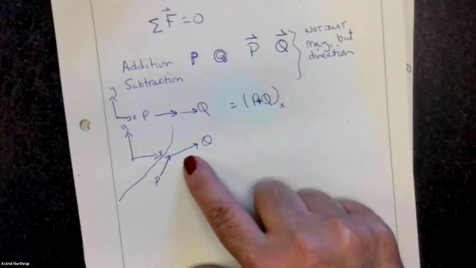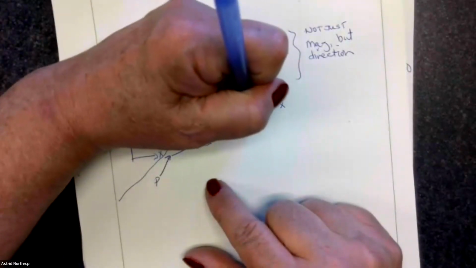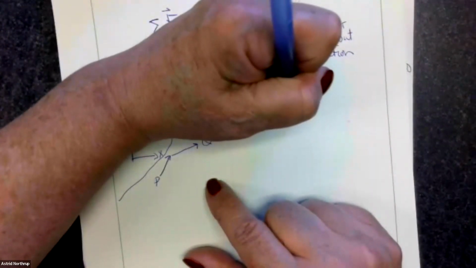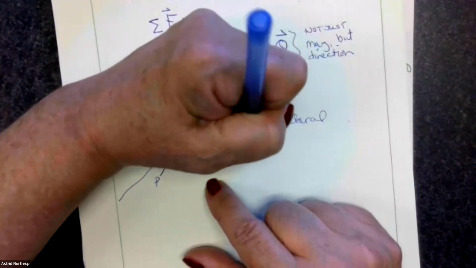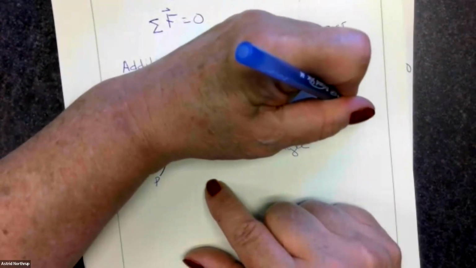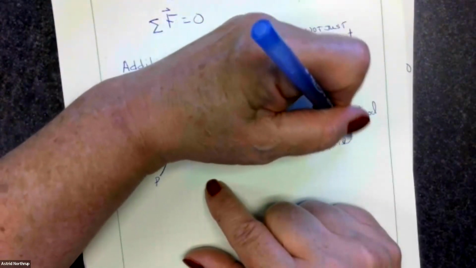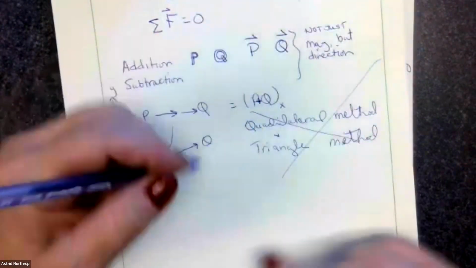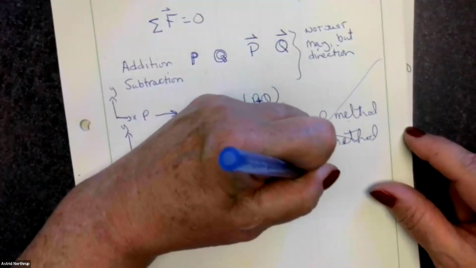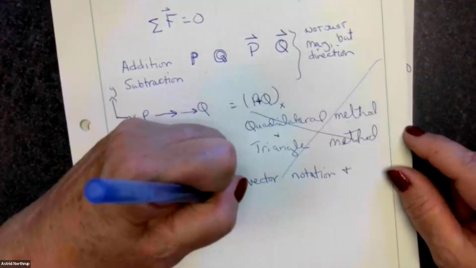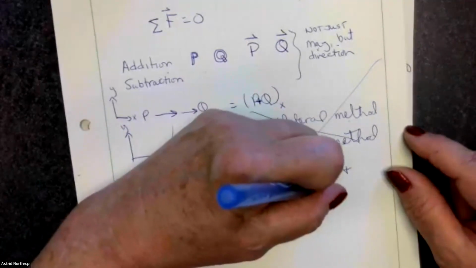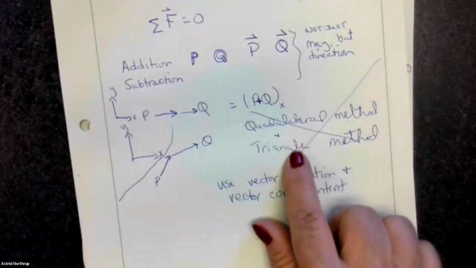So there you go. In your textbook, they talk about the quadrilateral method of adding and the triangle method. And I do not want you to do these. And I'll explain why in just a second. We want to use vector notation and vector components. So we can do all of the problems in the textbook, but we're just not going to do them using the quadrilateral method or the triangular method.